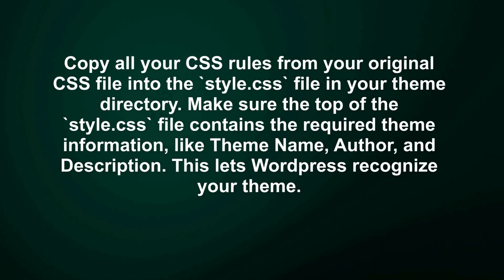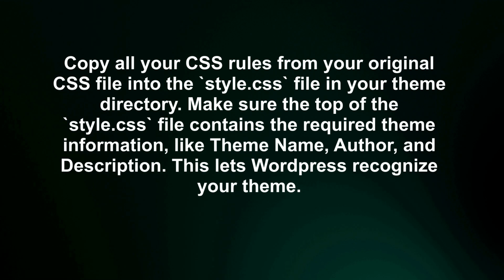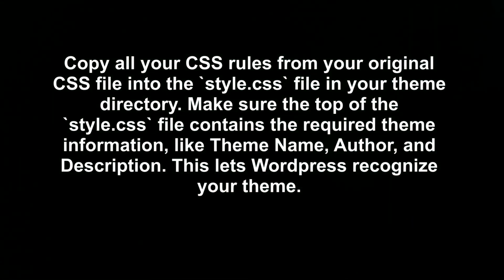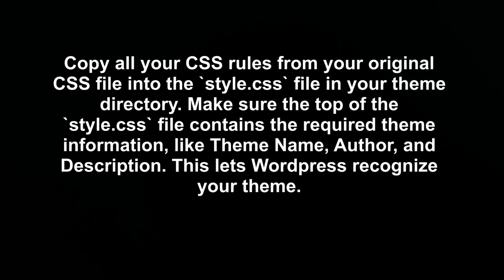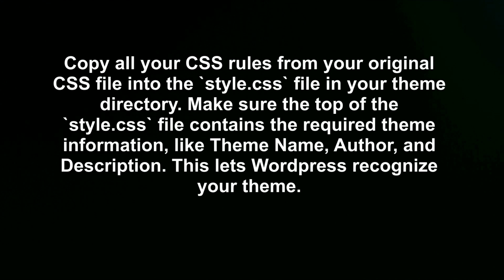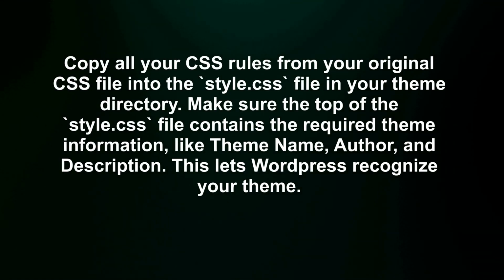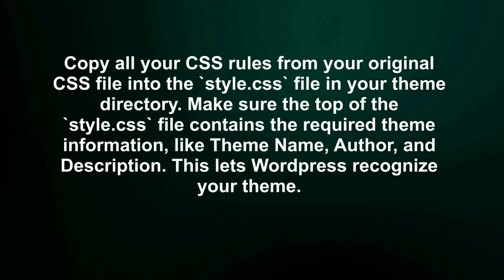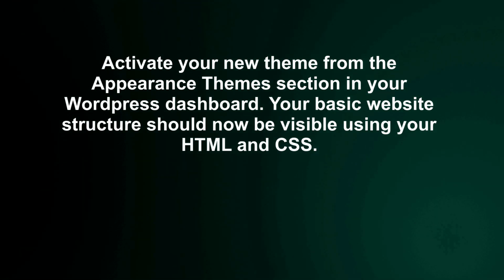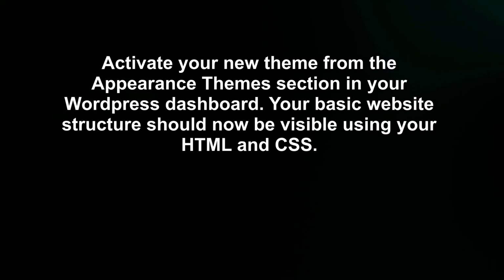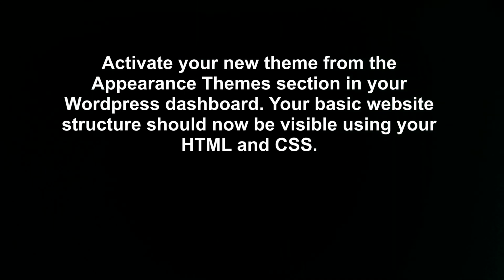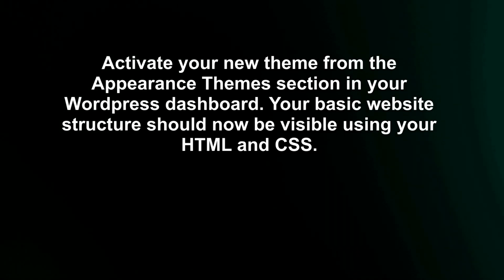Copy all your CSS rules from your original CSS file into the Style.css file in your theme directory. Make sure the top of the Style.css file contains the required theme information, like theme name, author, and description. This lets WordPress recognize your theme. Activate your new theme from the Appearance Themes section in your WordPress dashboard. Your basic website structure should now be visible using your HTML and CSS.